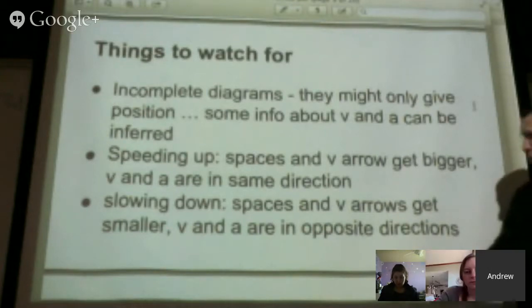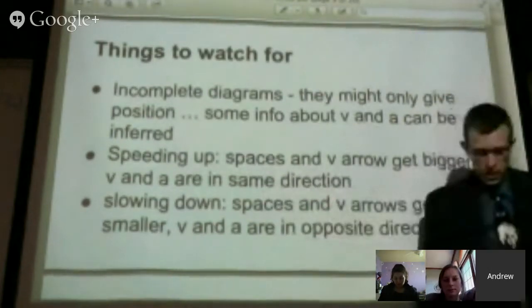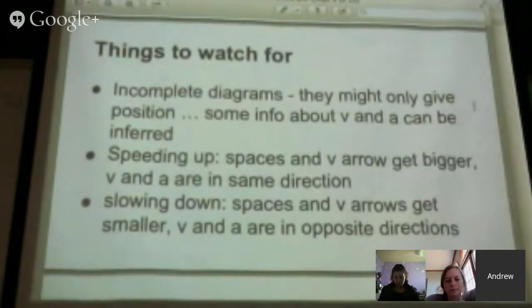One other thing to watch for here, if we're speeding up, and we do have those arrows on our diagram, the velocity and the acceleration are in the same direction. So the arrows should be pointing the same way. If it's slowing down, velocity and acceleration are in opposite directions. The arrows should be pointing the opposite way from each other.